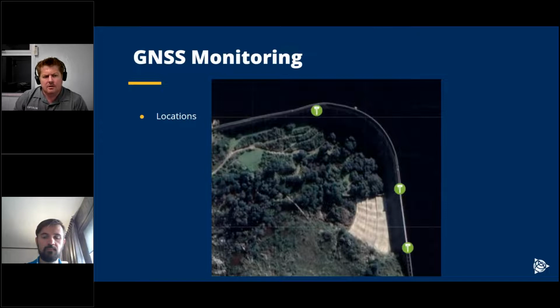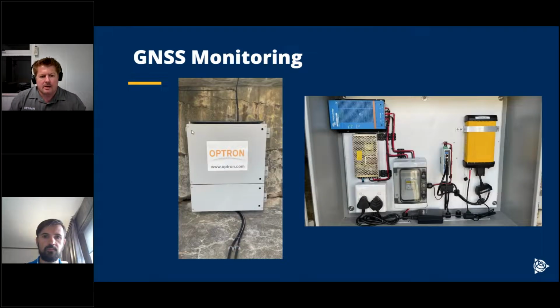Okay, then onto the Genesis monitoring. The locations where they are installed are just where the arch begins, and then on both sides of the overflow we have some receivers, and they are installed in a stainless steel cabin. In the bottom drawer, there are 200 amp hour batteries, and then the top just houses the charger and the receiver itself.